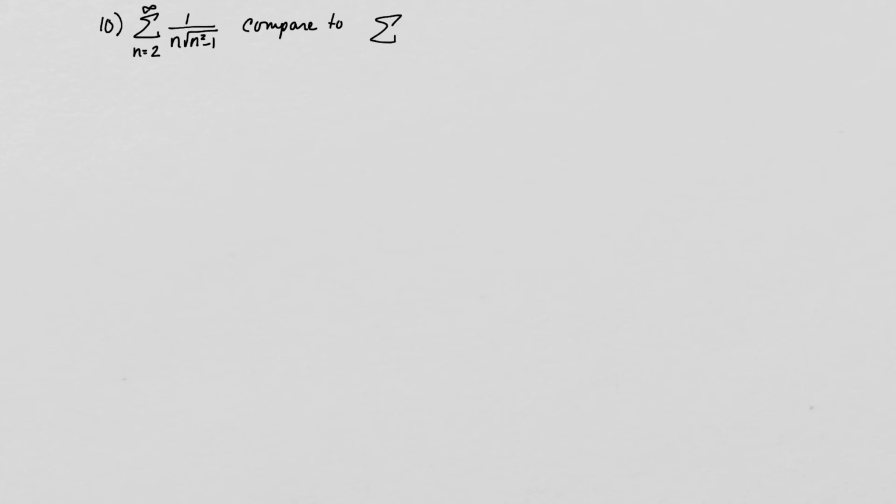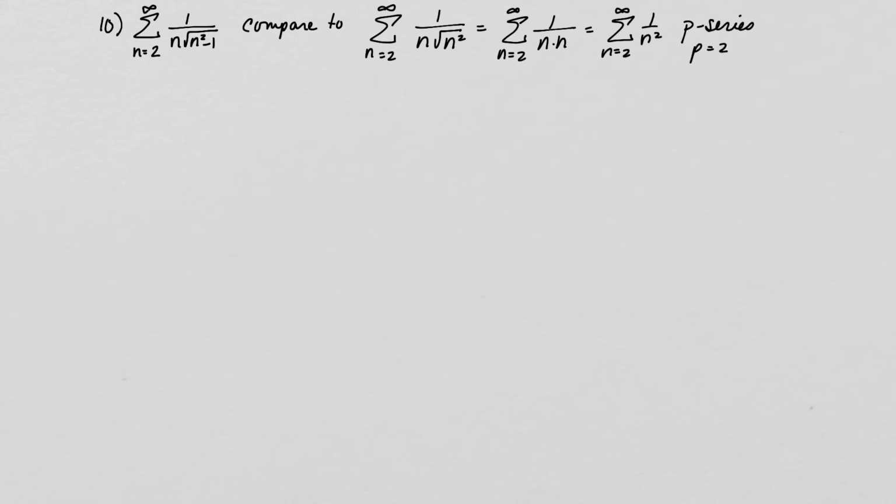And again, if you use my trick, the first thing I would think to compare it to is 1 over n times the square root of n squared. If you do that, you would end up with the summation n equals 2 to infinity of 1 over n times n, or 1 over n squared, which is a p-series. P is equal to 2, so it would converge. So then the question becomes: is 1 over n square root of n squared minus 1 going to be smaller than 1 over n square root of n squared?